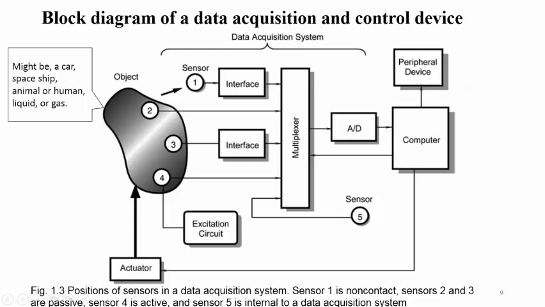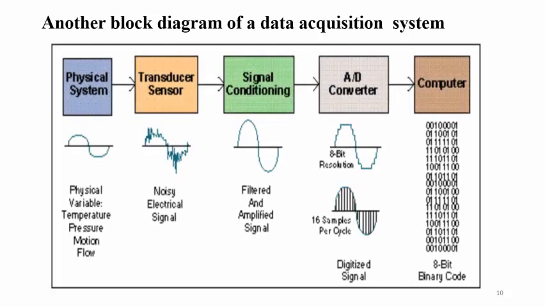And about this particular computer block, here is the peripheral device. The peripheral devices are nothing but the input and output devices connected to the computer, that is the display, keyboard, mouse, joystick, kind of IO peripherals. So in this way, this is the complete data acquisition system, which is categorized in 3, that is the object section, the data acquisition system, and on the right hand side the computer system.